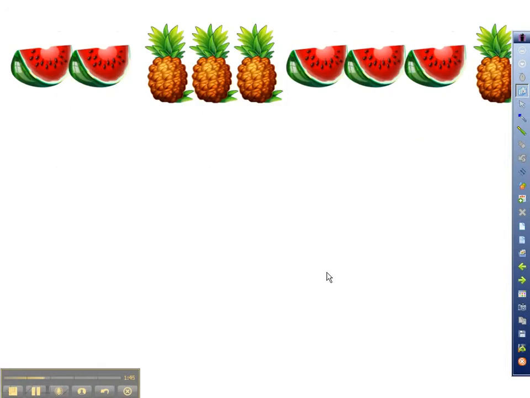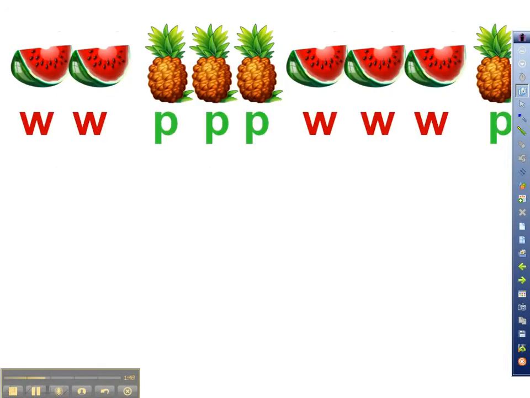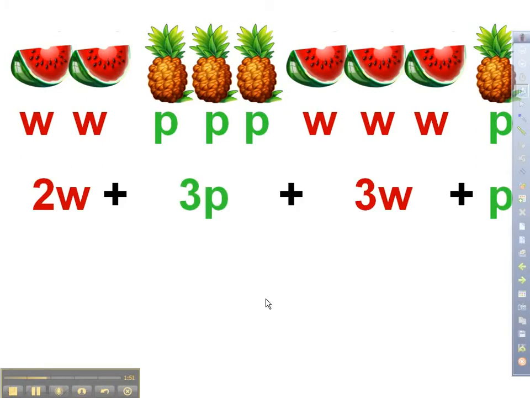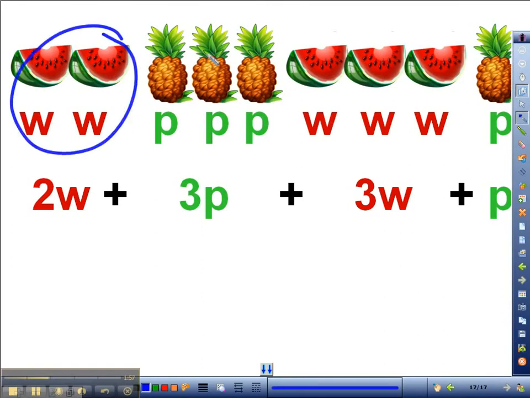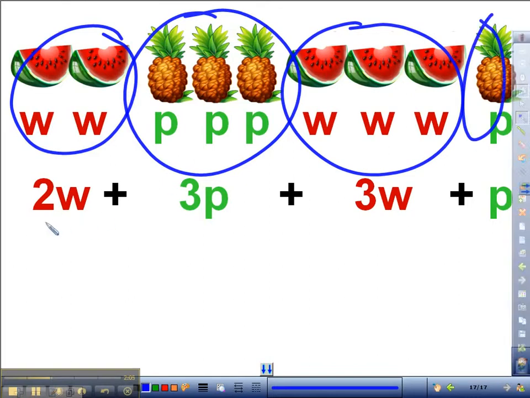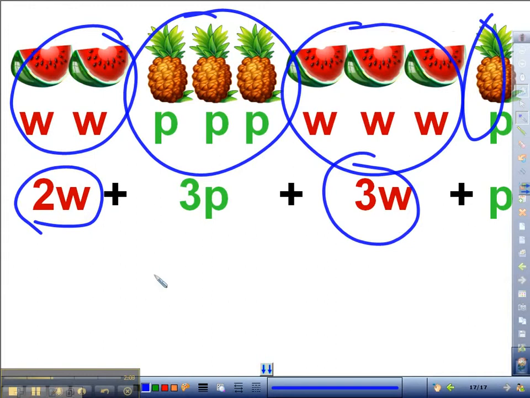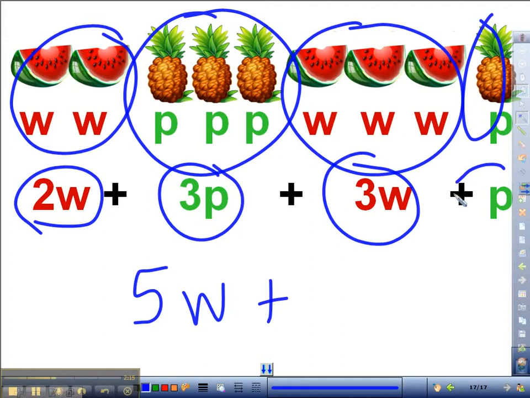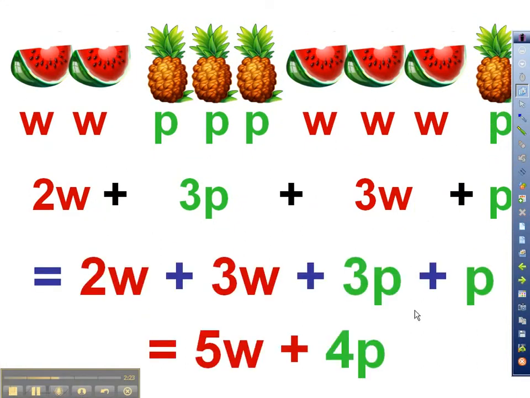Okay, right here, all of the watermelons I'm going to call W, and all the pineapples I'm going to call P. If I simplify this, here I've got 2 W's, or 2 watermelons right here. Right here I've got 2 watermelons. Here I've got 3 pineapples. Here I've got 3 watermelons and 1 pineapple. So altogether, how many watermelons do I have? 5 watermelons. And if I combine all my pineapples together, I've got 4 pineapples. And we've just combined like terms. Some people call that simplifying. And that's your final answer, 5W plus 4P.